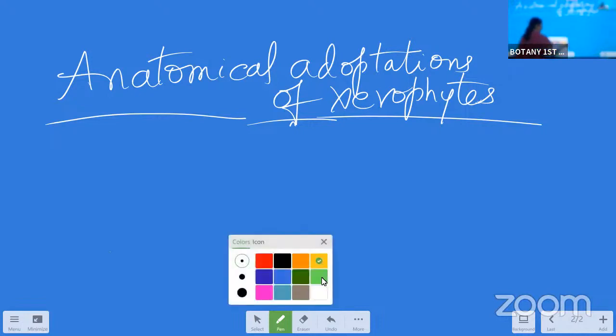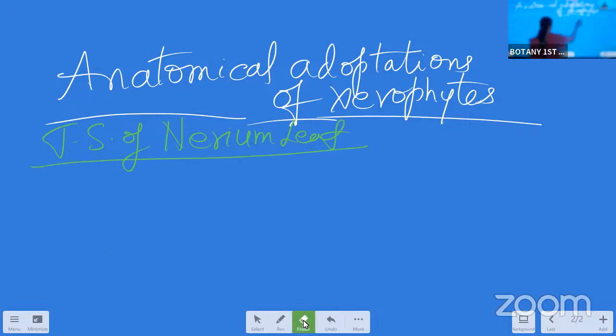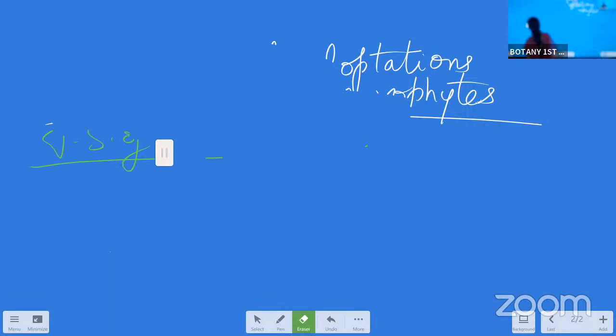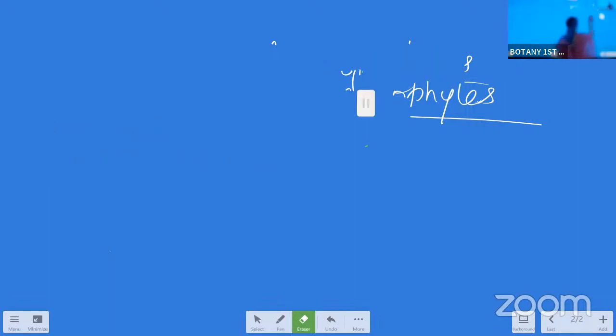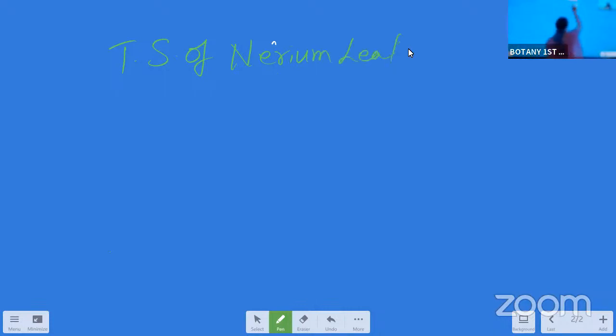So here the diagram is the Nerium leaf TS. TS of Nerium leaf.